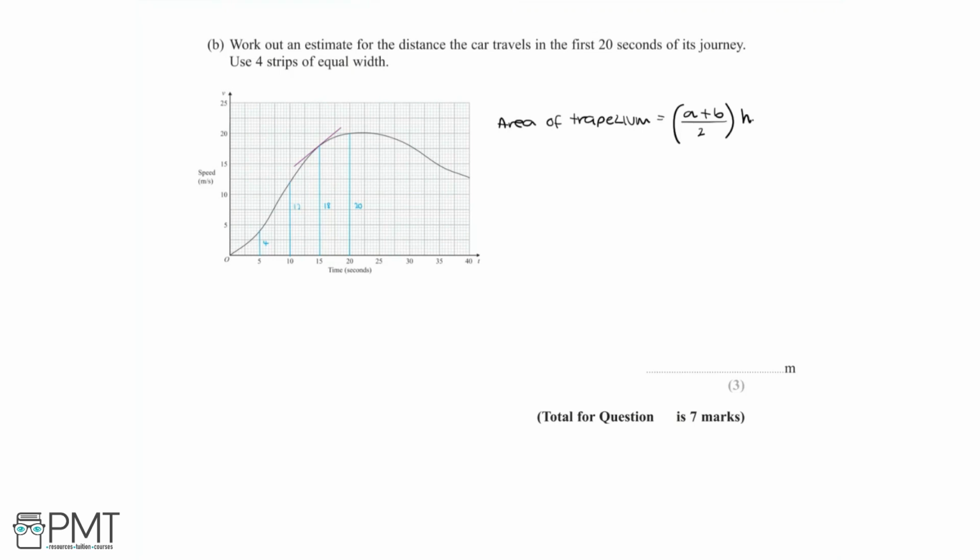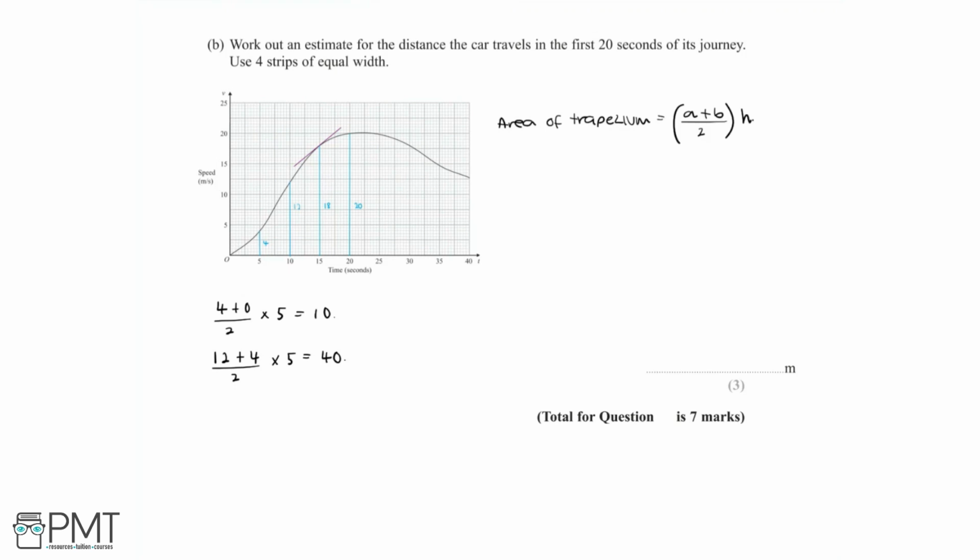Now we need to find the values of a and b for each trapezium. And so we've drawn the lengths of each line on our graph. So we can see that the length of the first line is 4, the length of the second line is 12, the length of the third line is 18, and the length of the fourth line is 20. And so for the first trapezium, the area would be a plus b over 2 multiplied by height, which is 4 plus 0 divided by 2, all multiplied by 5, which will give us an answer of 10. Now the area of the second trapezium would be equal to 12 plus 4, all divided by 2, multiplied by 5, which will leave us with an answer of 40.